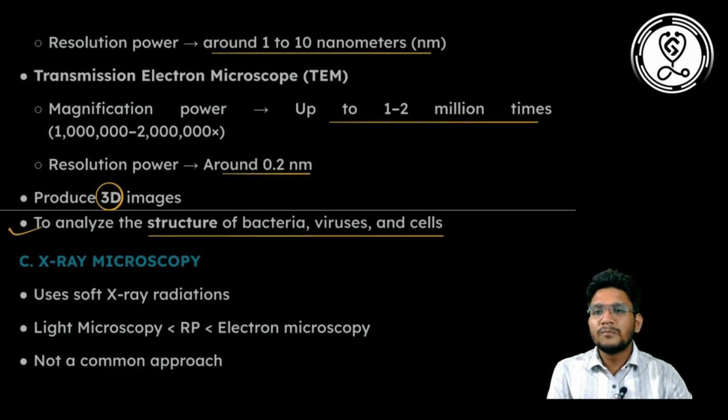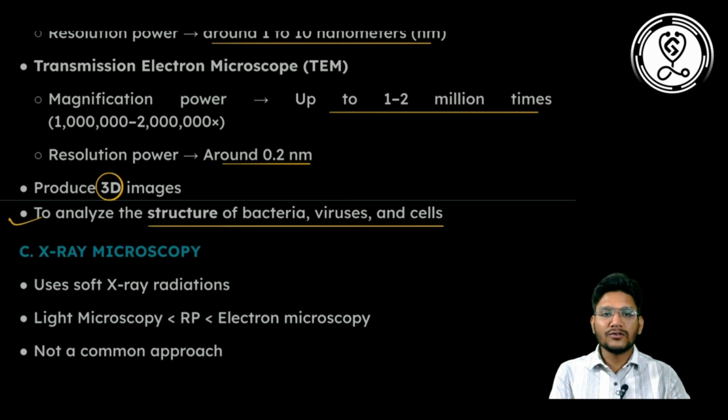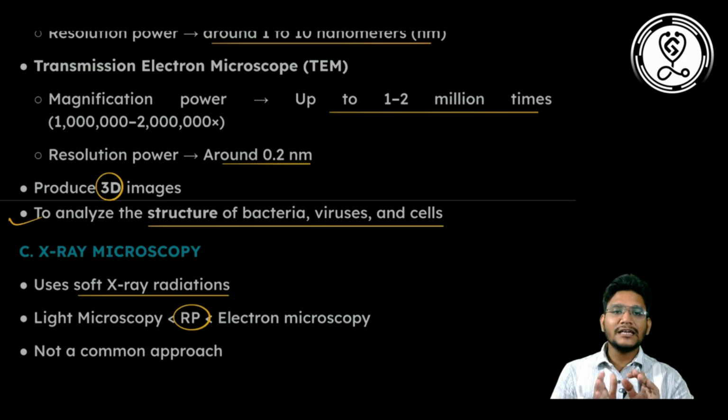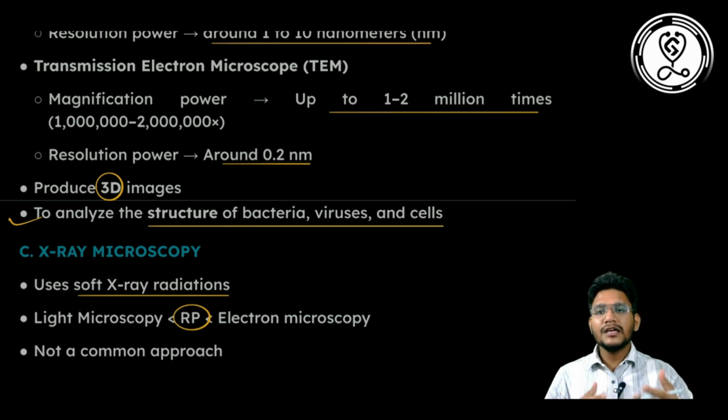Now the last microscopy we have is X-ray microscopy, and here we are using soft X-ray radiations. We are not using light, we are not using electrons here. We are just using soft X-ray radiations to perform this microscopy. Clear? Now, if we talk about the resolution power of this X-ray microscope, the resolution power will be greater than light microscopy, while it will be lesser than electron microscopy.